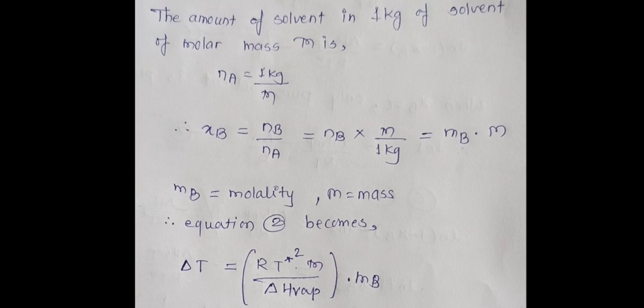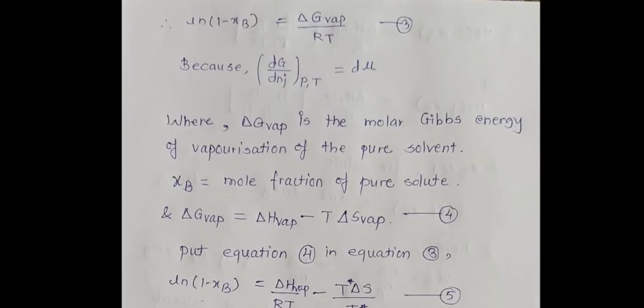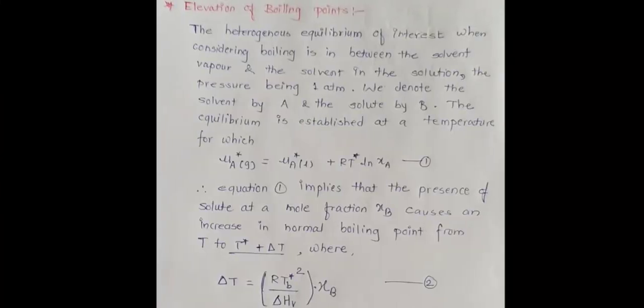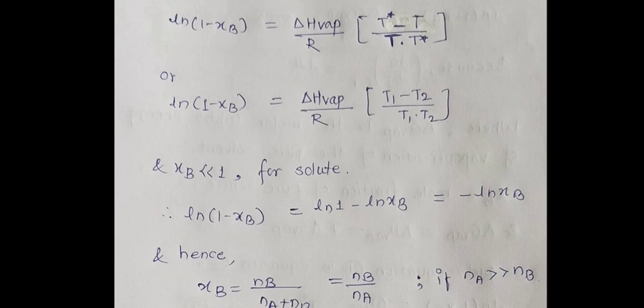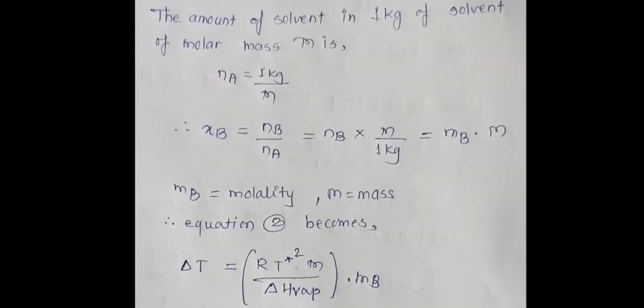So here mB represents the molality of the solution. So XB is nB into capital M divided by 1 kg. So nB divided by 1 kg you can write is equal to mB. Here small m is the molality and capital M represents the molar mass. So our equation number 2, which we have seen already, represents the value of delta T. Here is the equation number 2, which represents delta T, and this equation can be written as delta T is equal to, in bracket, RT star square into capital M divided by delta H vaporization, into small mB. Here mB is the molality.